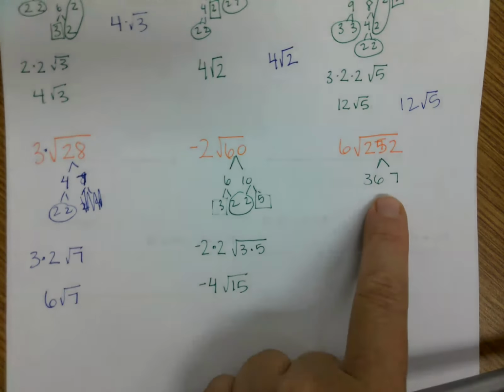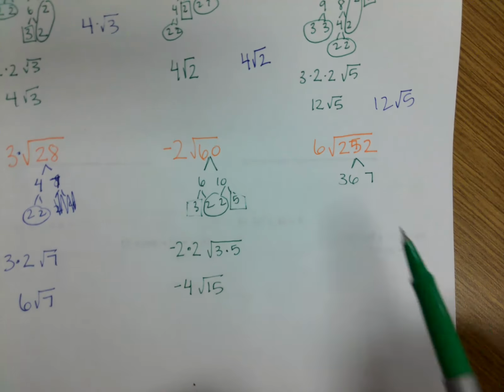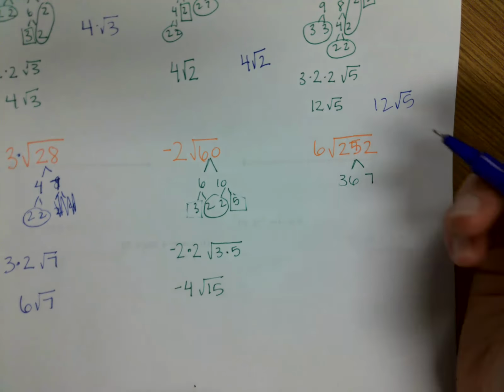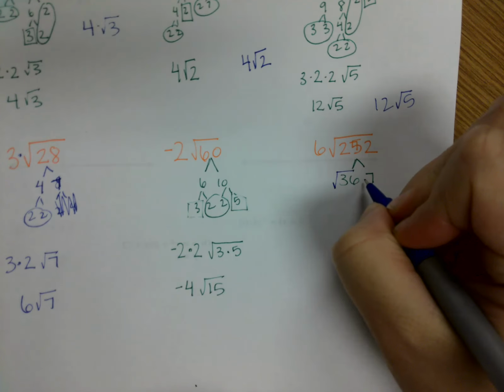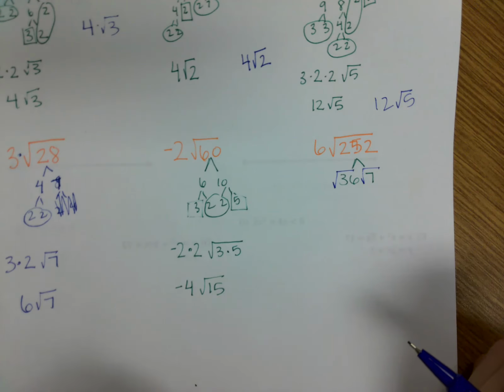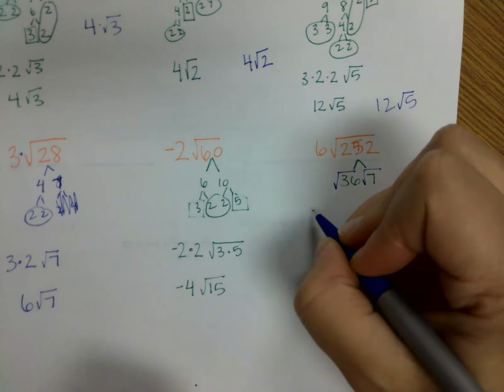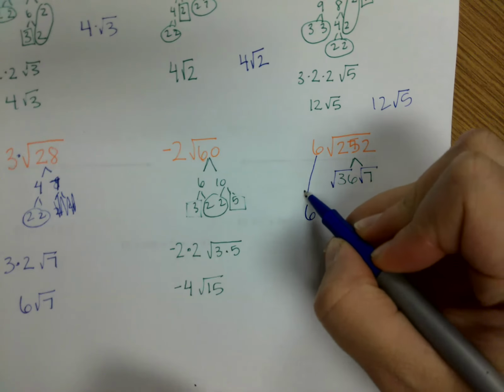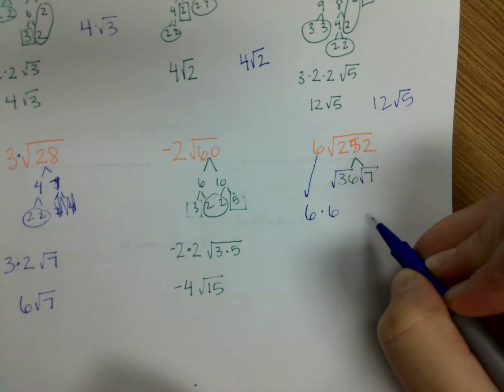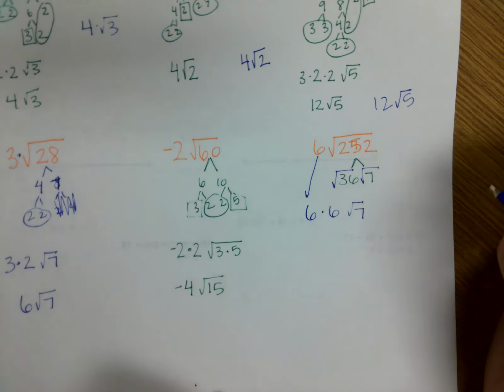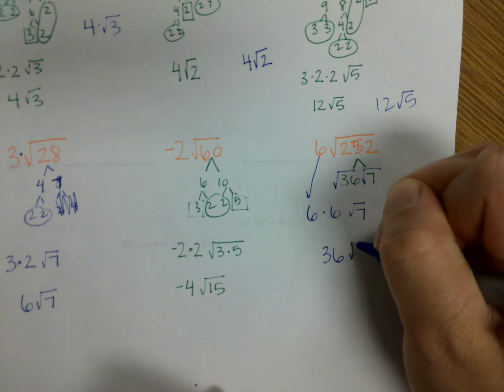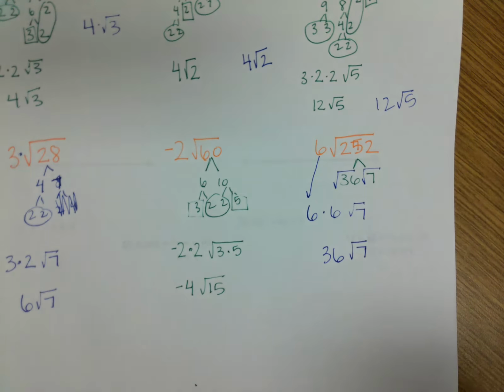Now let's say I do this by the factor tree and I find a factor right away that's a perfect square. I'm just going to do this right away because I noticed that 36 is a perfect square. So now this 6 is on the outside, right here. The square root of 36 is 6, and I still have that square root of 7. So either way that you did it, you should still have gotten 36 square root 7.